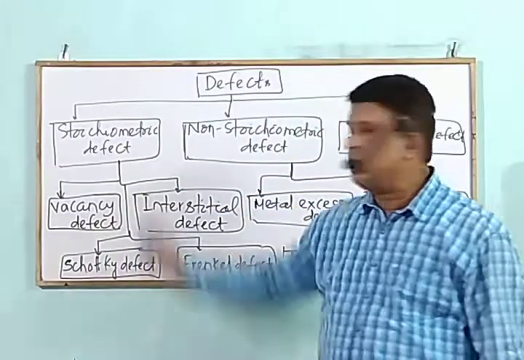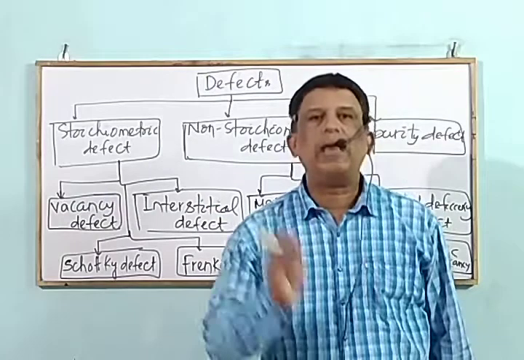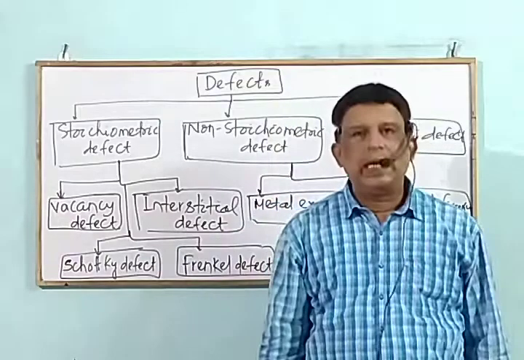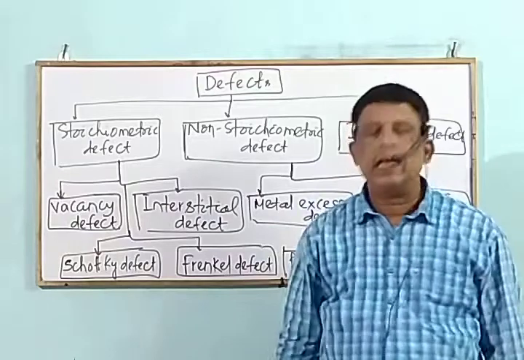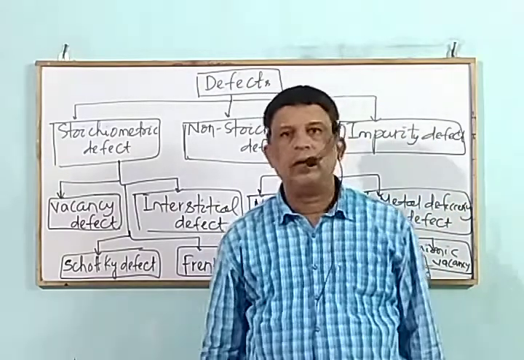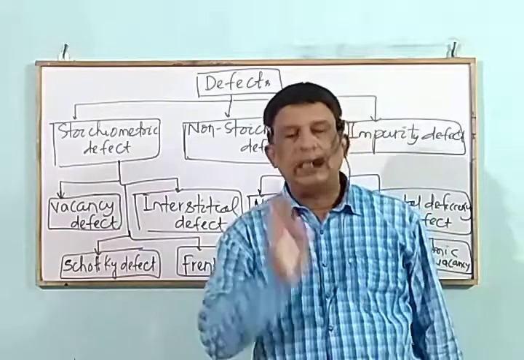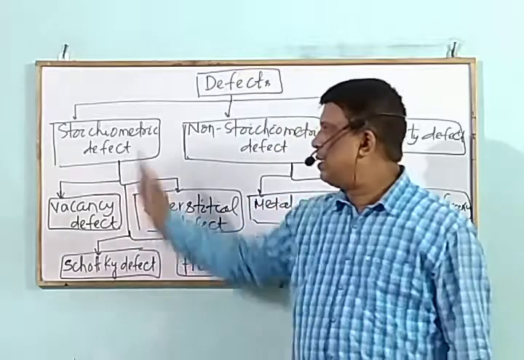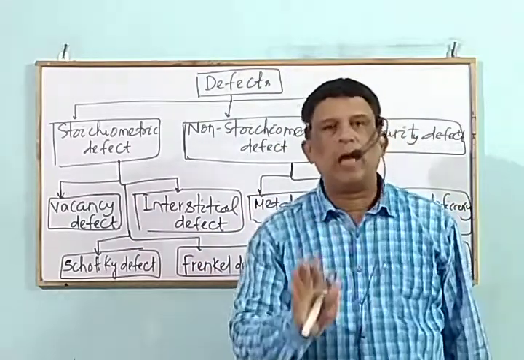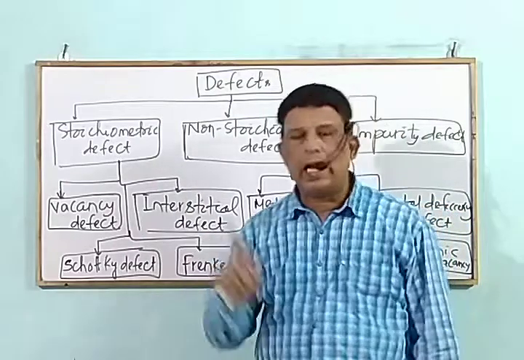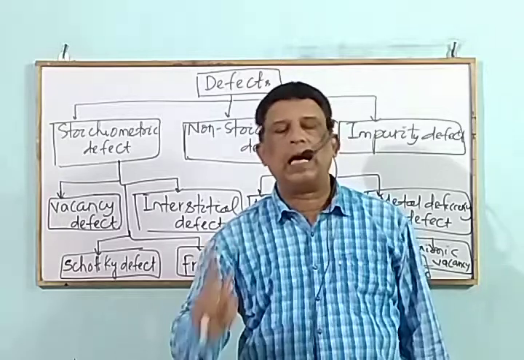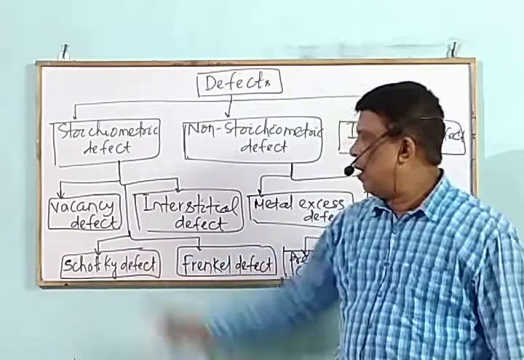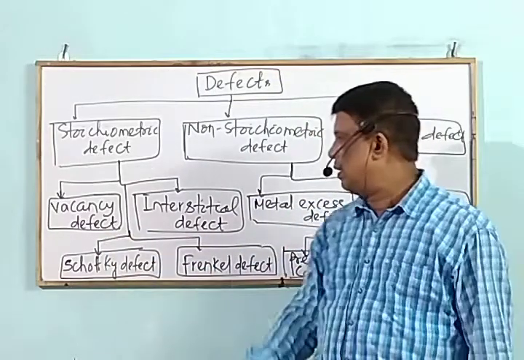Point one is stoichiometric defect. What do you mean by the term stoichiometric defect? This defect arises in case of ionic crystals, and it does not change the formula from the ideal arrangement. I repeat again, this defect does not change the formula for the ideal arrangement. Mark that. It is again of two types: one is known as vacancy defect, one is known as interstitial defect.